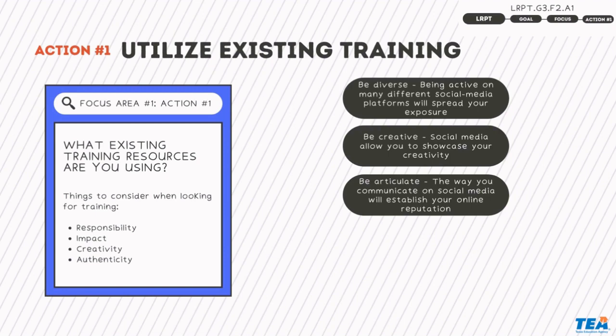While responsibility and impact are most commonly found at the center of digital footprint training, rightly so, creativity and authenticity can be found built in as well. Look for these types of content components for students. Be diverse. Being active on many different social media platforms can spread your exposure. Be creative. Social media allows you to showcase your creativity. Be articulate. The way you communicate on social media will establish your online reputation.